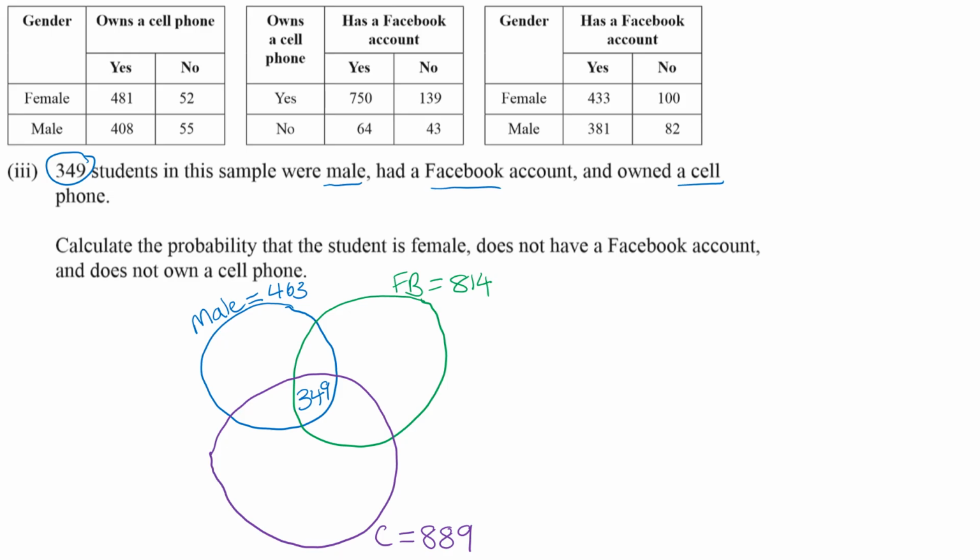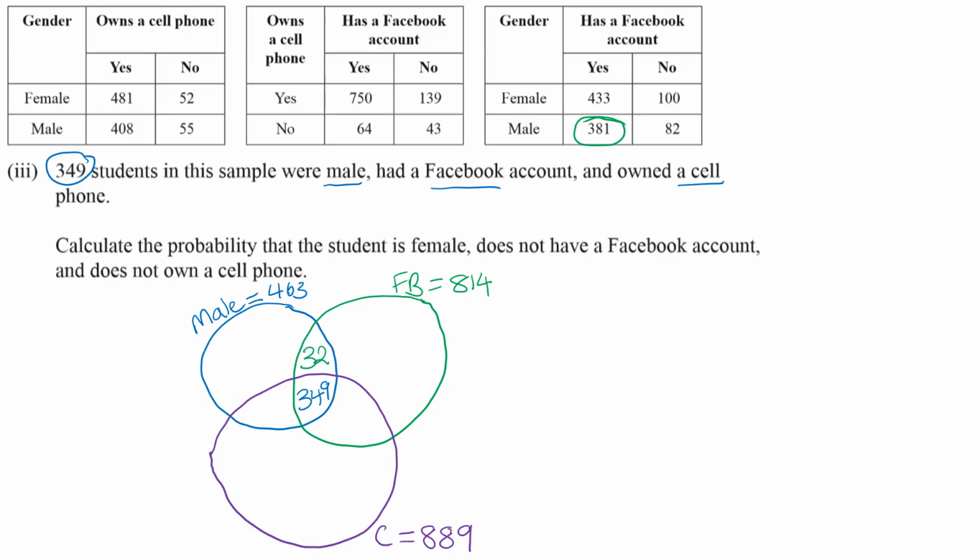So I'm going to start with this bit here. Now, the bits in the middle are probably going to be the easiest to work out because we already have a piece of them. We've got that 349. So this section in the middle is going to be all of the males that also have Facebook. So male and has Facebook comes to a total of 381. Now we already have 349, so the bit left in this portion here will be what we need to add up to 381. So that comes to 32.